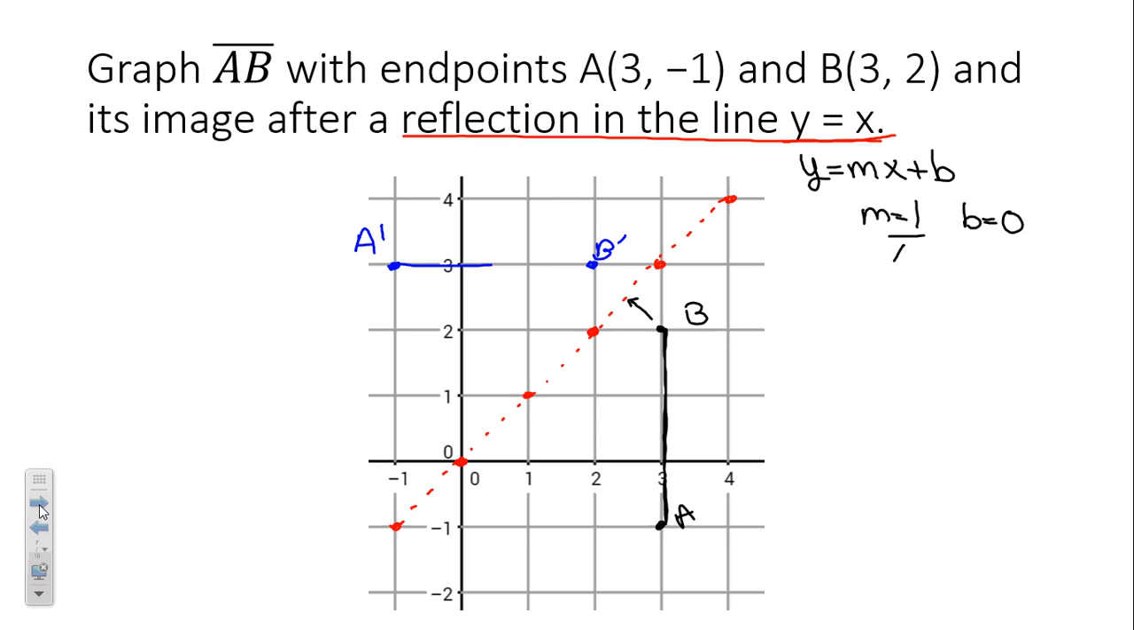If I draw that segment, do you see that that is a mirror image across? If you fold it along that line, y equals x, these two should overlap each other. And try it on your paper. Once you get them graphed, fold your paper along that line y equals x, and then look into the light. And you should see that those two segments overlap each other.